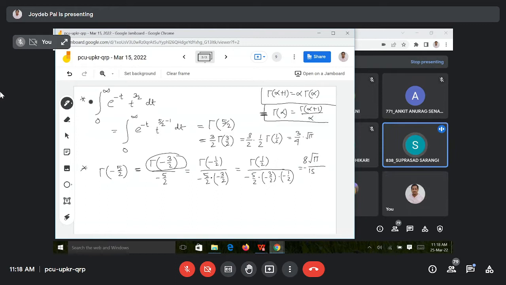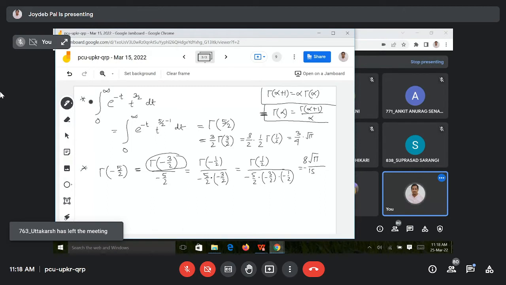My question is, why do we have to assume minus 5 by 2? Why a negative sign? Look, it is a problem. I told you that it may be asked in the exam, find the value of gamma of minus 5 by 2, or gamma of any other negative value. I am showing how to evaluate gamma of some negative value. For example, I have taken gamma of minus 5 by 2. You get it or not? Yes, sir.